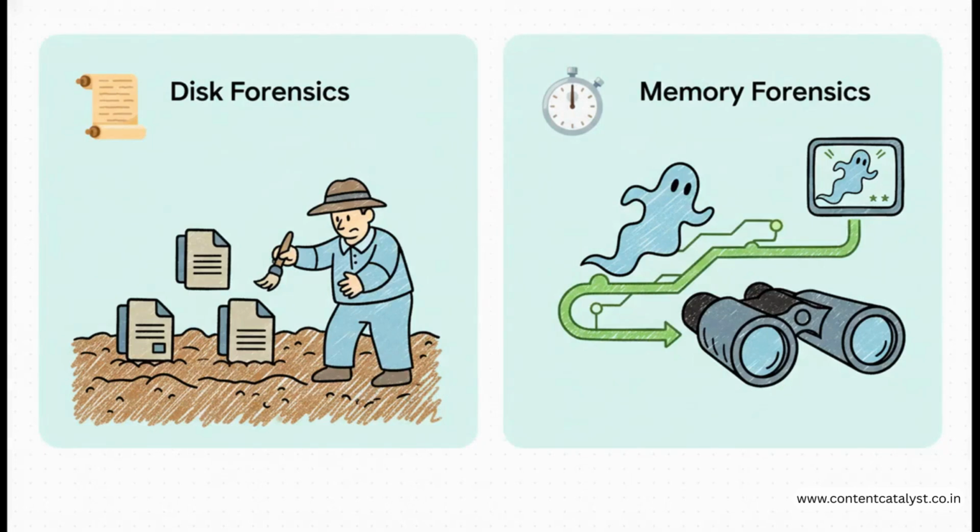And this chart just nails the difference, right? Disk forensics is like digging up old ruins, trying to piece together what happened way back when. Memory forensics, on the other hand, is like having a live camera feed. You're seeing exactly what the attacker is doing as they're doing it. It helps you find those hidden processes and secret network connections that disk-based tools are completely blind to.